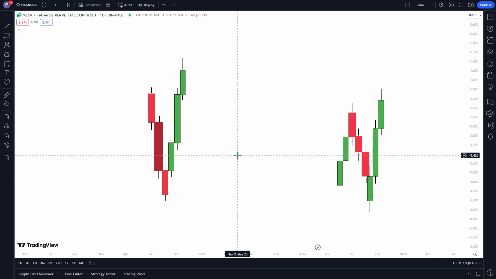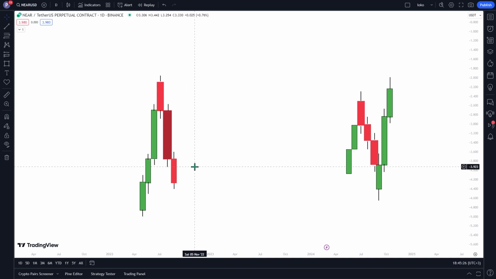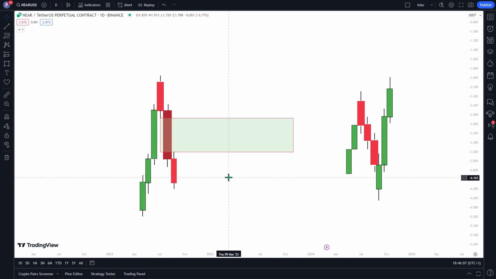So how do you identify a fair value gap on the chart? You now see two examples of FVG on the screen, a bearish FVG and a bullish one. To determine the FVG, you need to select the area from the low of the first candle to the high of the third candle, like this. This is the zone of our FVG.